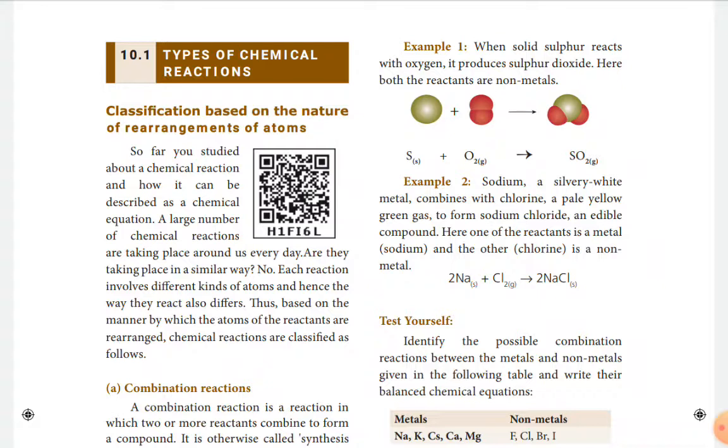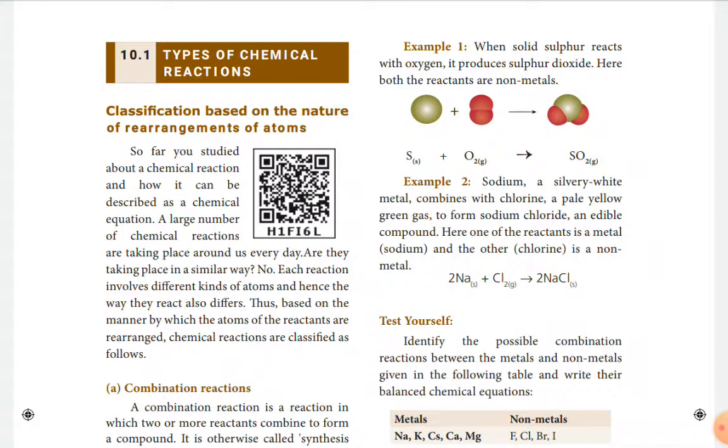Similarly, here is one more example you can write. Carbon plus oxygen gives carbon dioxide. Carbon is solid, oxygen is gas, and carbon dioxide is also gas. So write the word equation, then convert it to a formula, and check whether the equation is balanced or not.